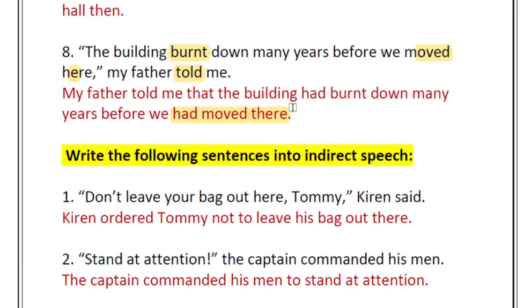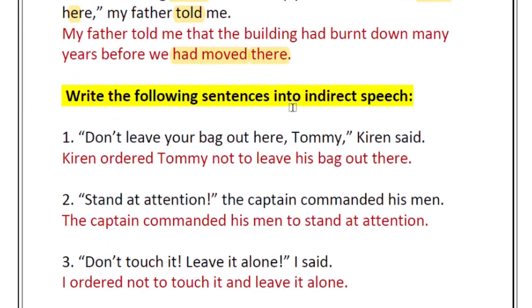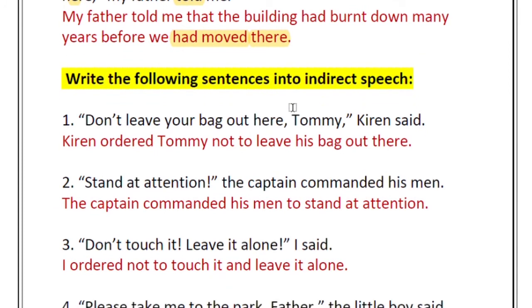These words change. Next, we will move to the last exercise for today, that is write the following sentences into indirect speech. So this is order or request, these type of sentences. Let's see. Don't leave your bag. These are even more easy.